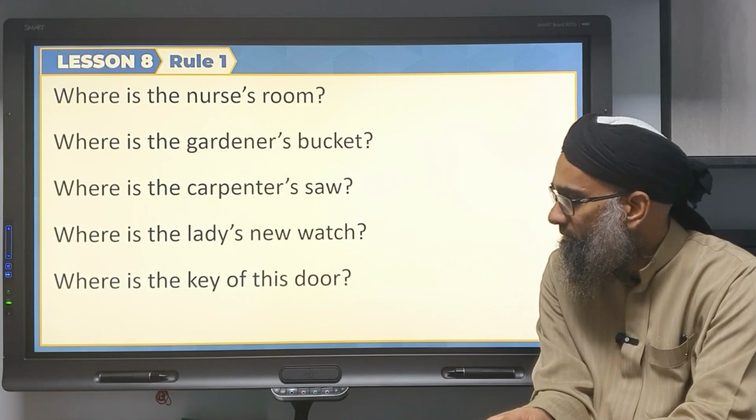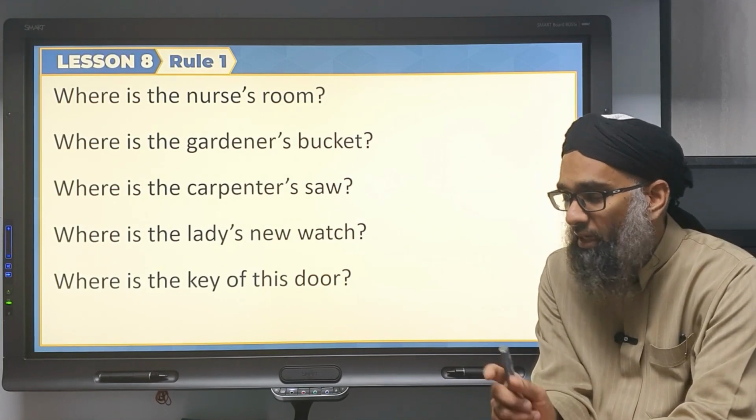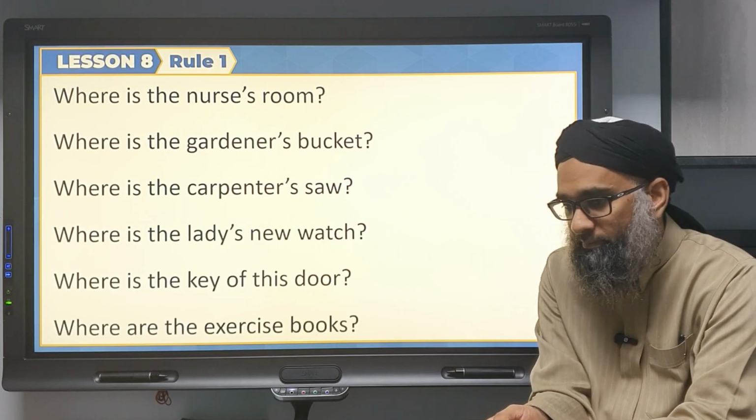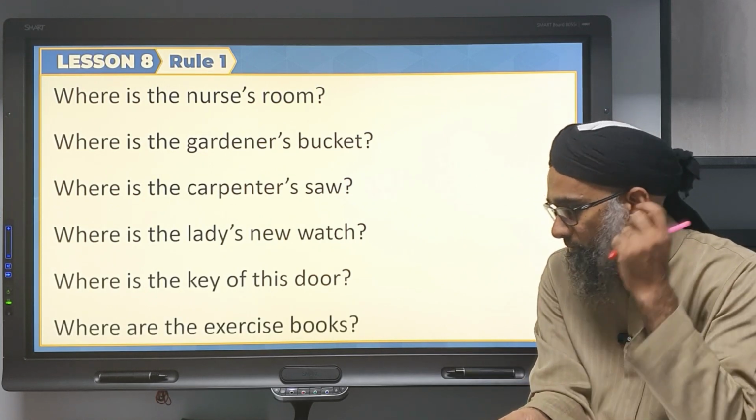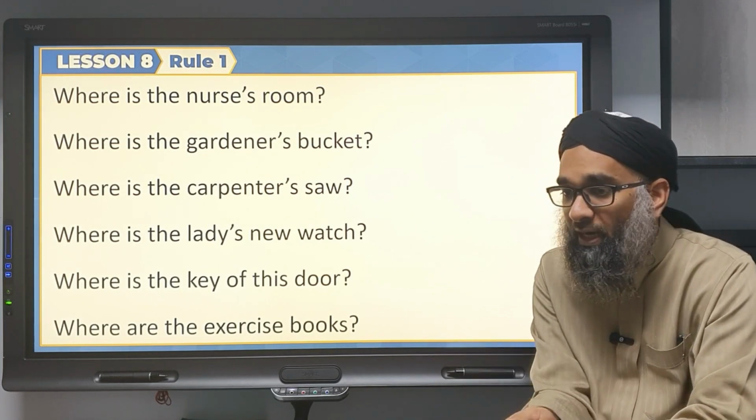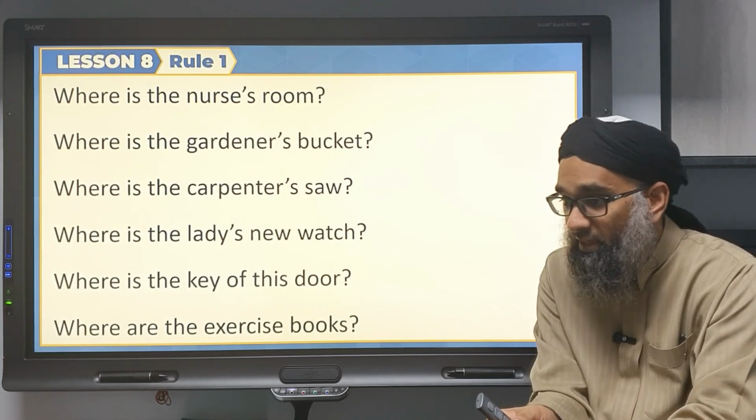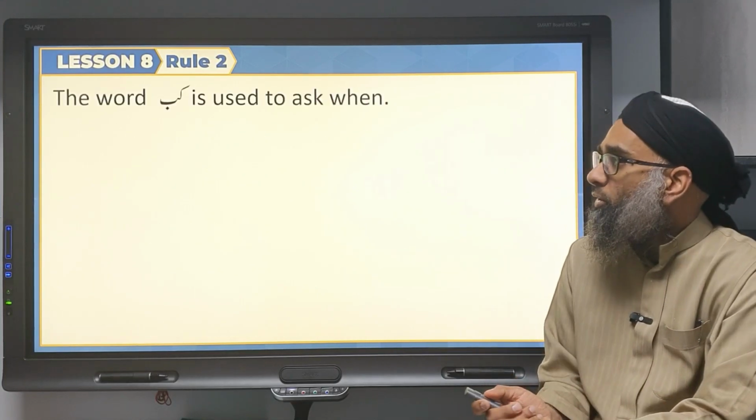Is darwaze ki chabi kaha hai? Ki chabi kaha hai? Ji. Kapi kaha hai? Exercise book is kapi, and the plural is kapiyan. Kapiyan kaha hai? Ji. Rule number 2: kab.